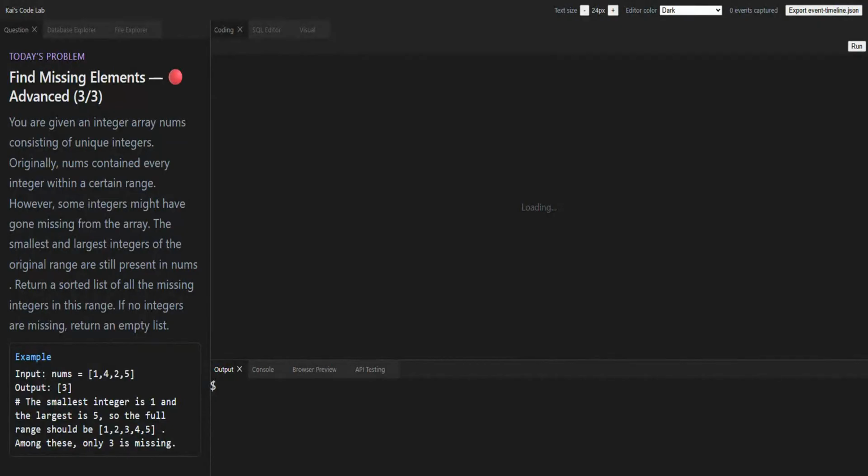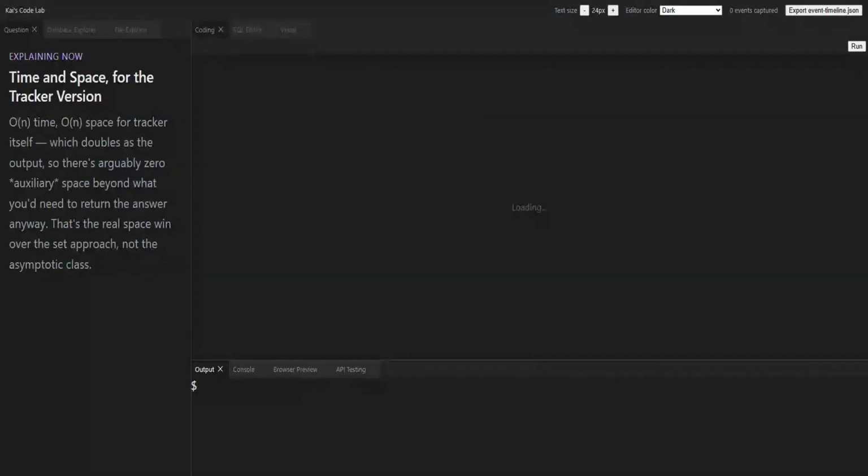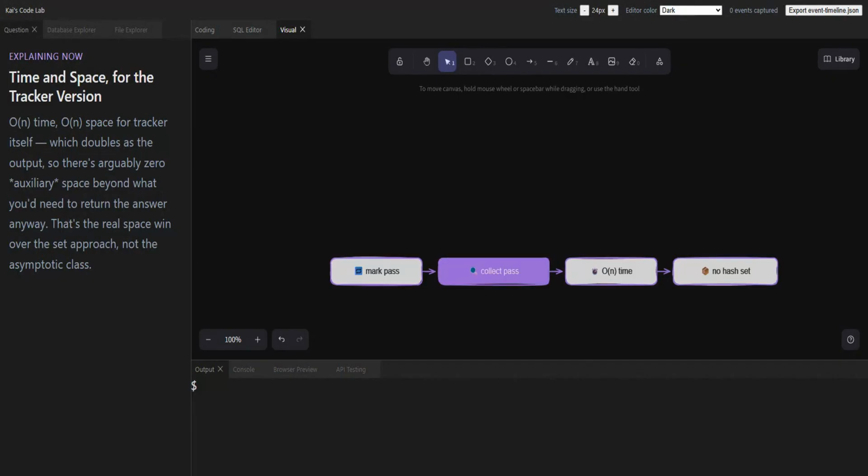Same asymptotics, O(n) time and O(n) space either way. The tracker doesn't actually beat a set on big O, it beats it on constant factor by avoiding hash computation and collision handling entirely. In practice, unless you're in a tight loop or memory constrained environment, reach for the set version, it's more obviously correct and the tracker's win is marginal. O(n) time, O(n) space for tracker itself, which doubles as the output. So there's arguably zero auxiliary space beyond what you'd need to return the answer anyway. That's the real space win over the set approach, not the asymptotic class.